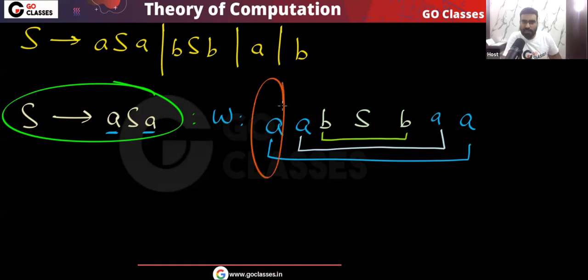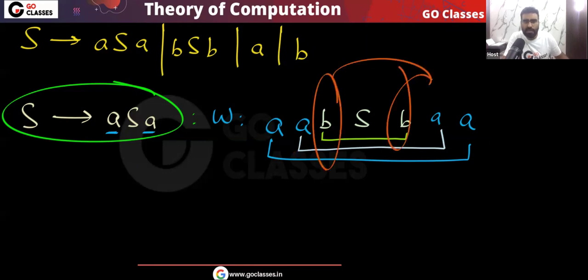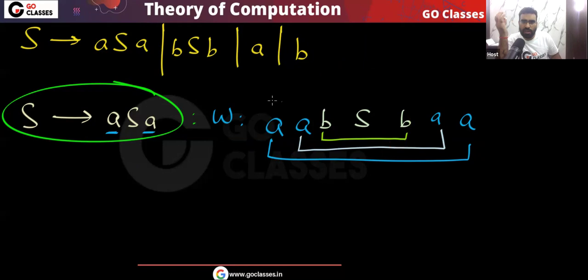Okay, if the first symbol is a, the last symbol is a. If the second symbol is b, the second last symbol is b. If the third symbol is b, then the third last symbol is b. So basically here I am getting the odd length palindrome. Why odd length palindrome? See, here I am getting the palindrome, that is clear.